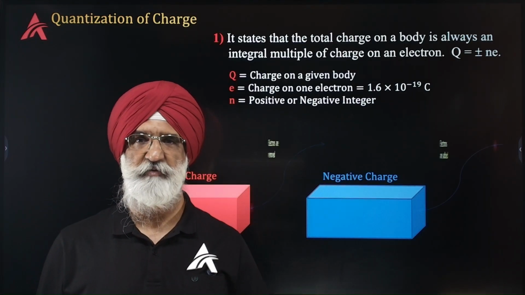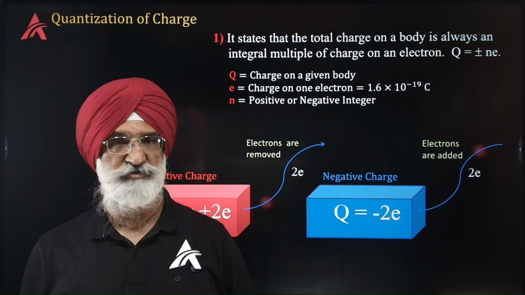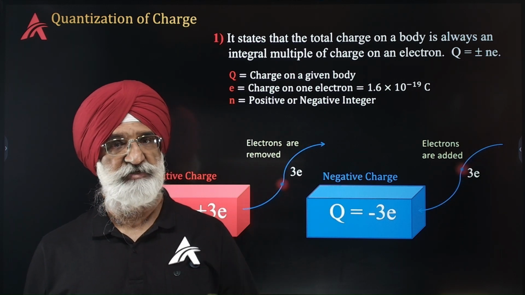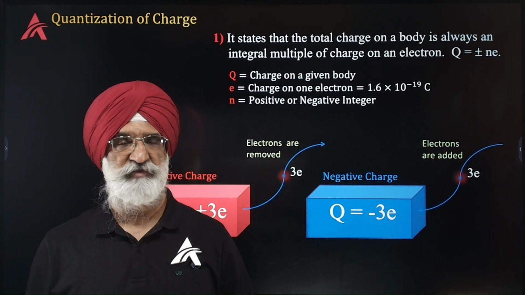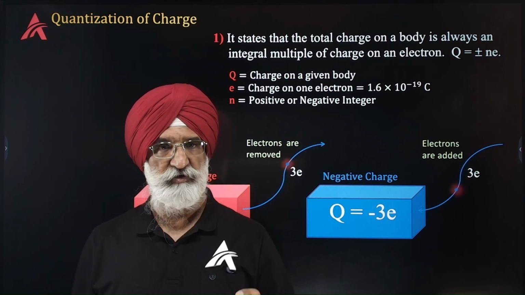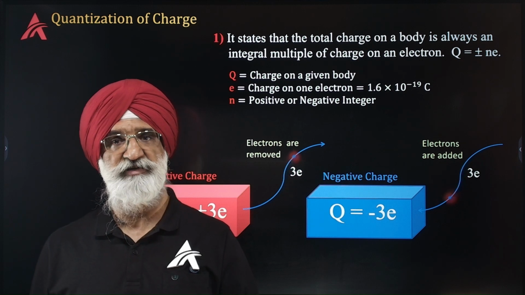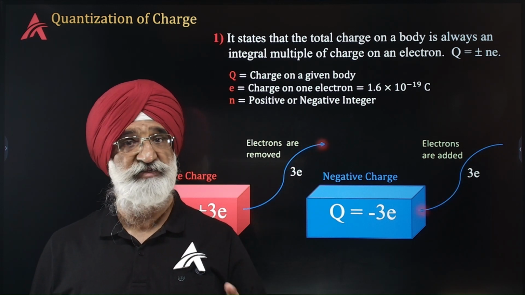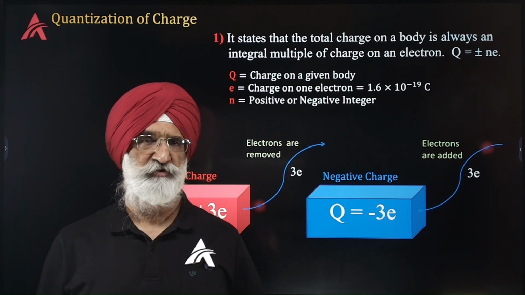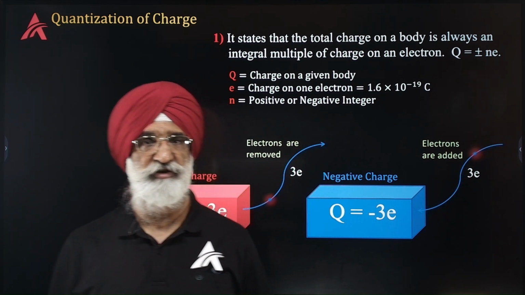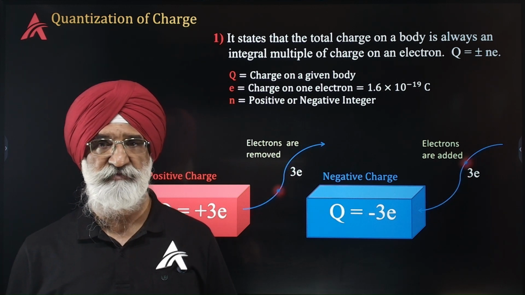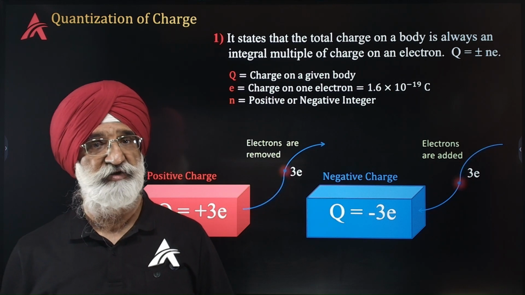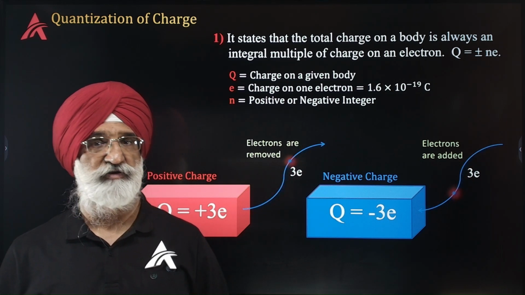Another fundamental property of charge is quantization of charge. This means the charge exists in discrete packets. The smallest packet or the smallest unit of charge is the charge on a single electron or a single proton, which is approximately 1.6 × 10⁻¹⁹ coulombs. Hence, the charge on a body is always an integral multiple of the charge on an electron.